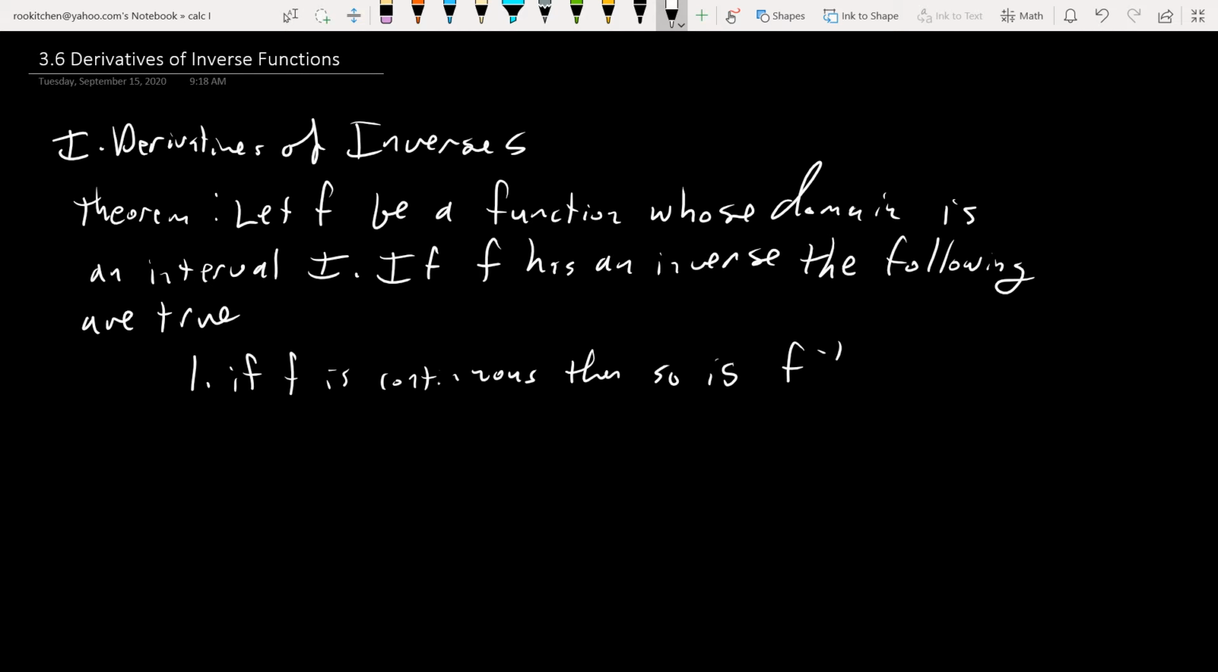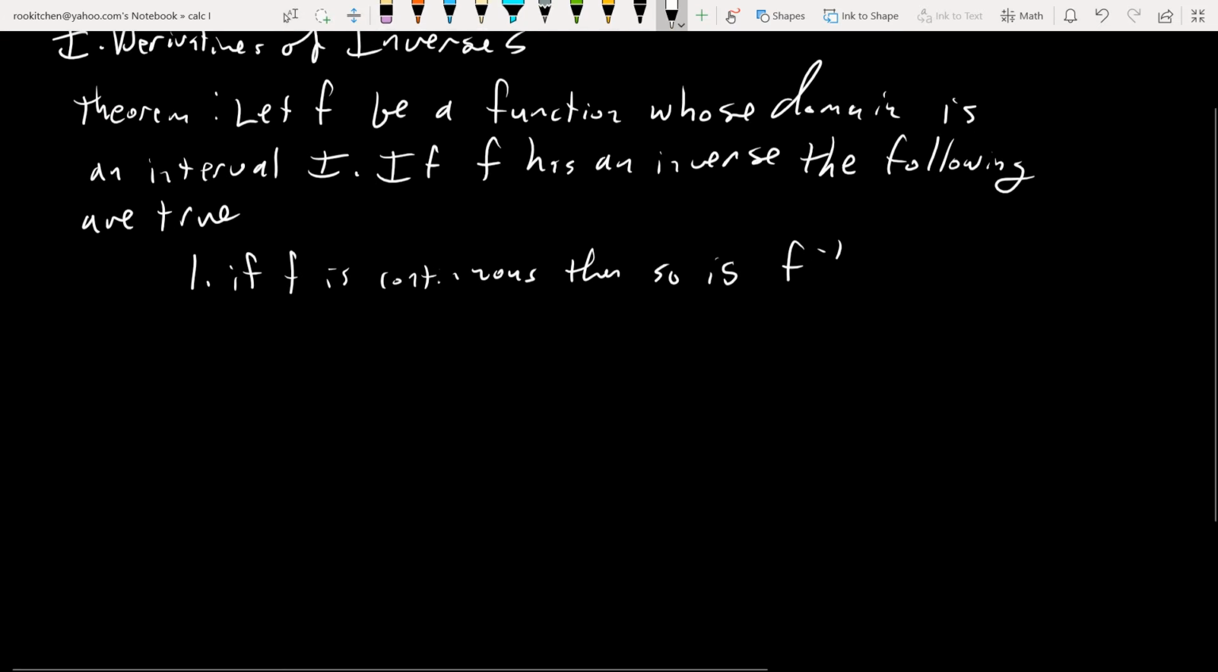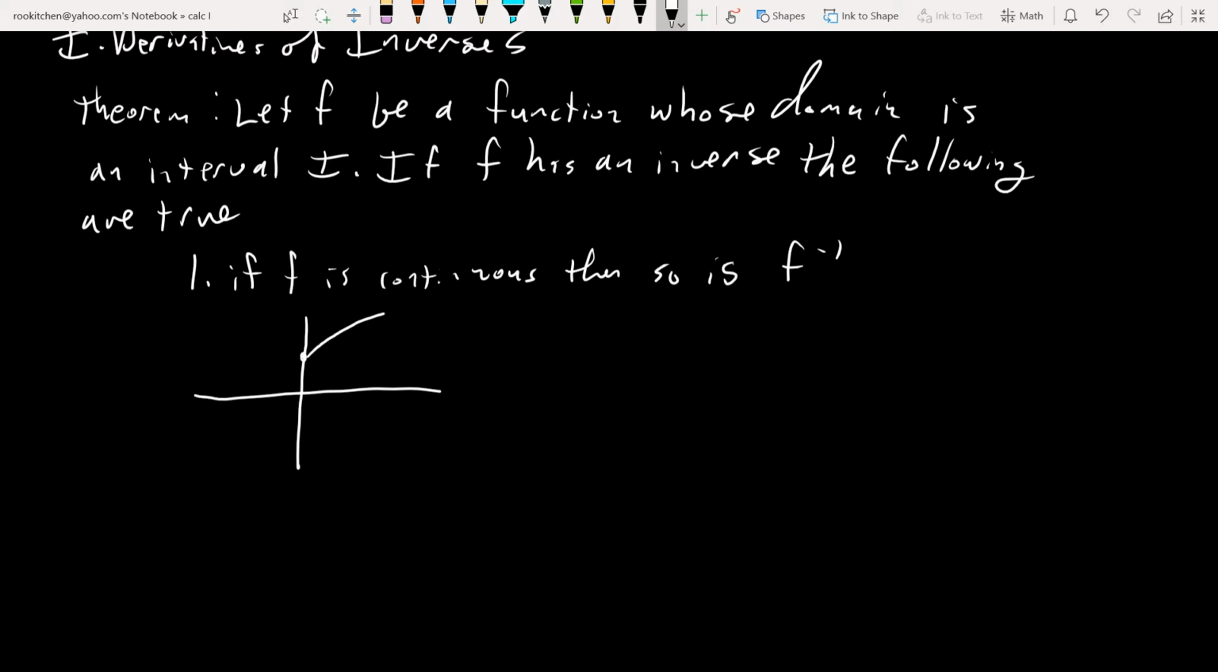And geometrically, you could tell this. Maybe there's some more complicated way of proving it. I'm sure there is, but at least geometrically, I think we can stomach the idea that this will be true. So if you think about f as some sort of function that has an inverse, and maybe it looks like this. To get the graph of its inverse, you just rotate it about the line y equals x, right? And doing this rotation, you would not expect there to be any holes, right?